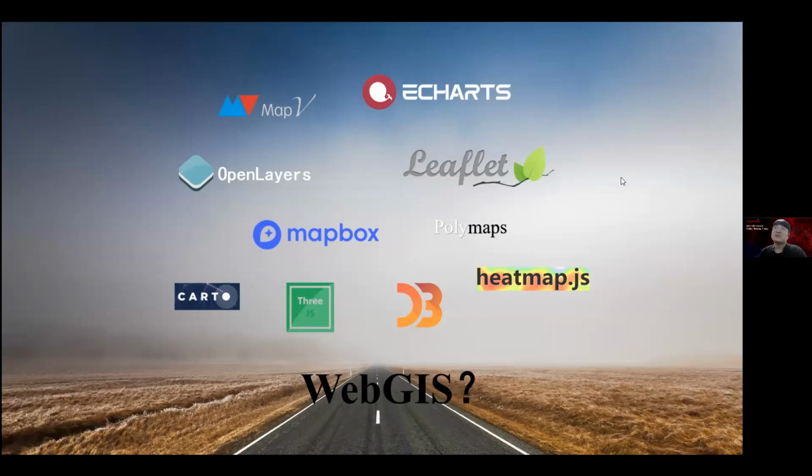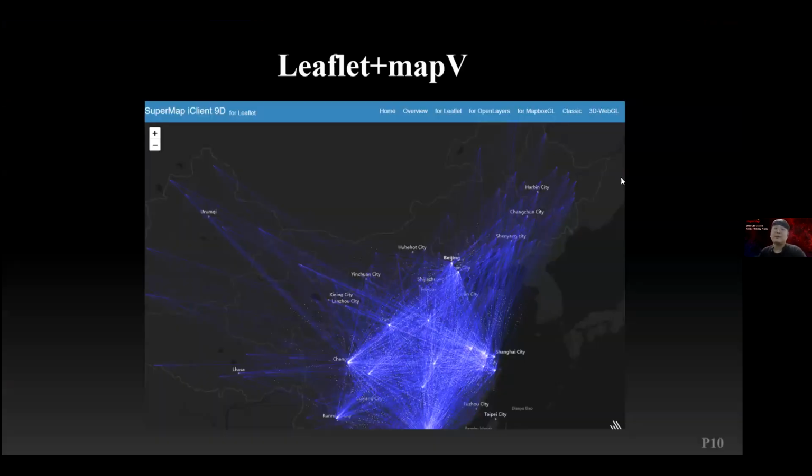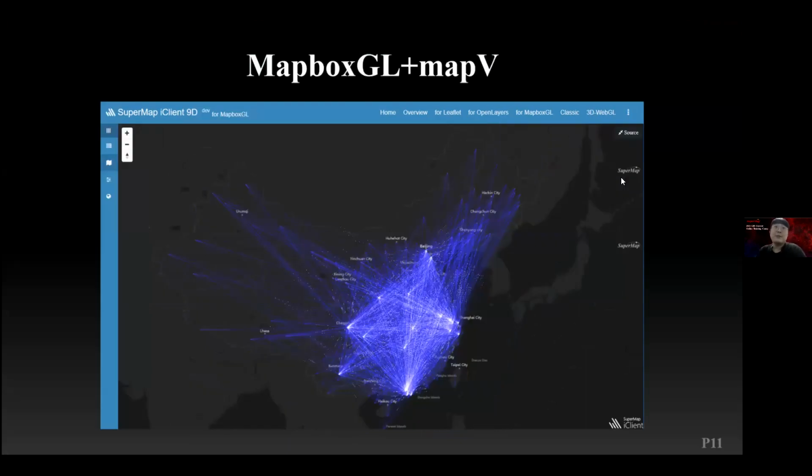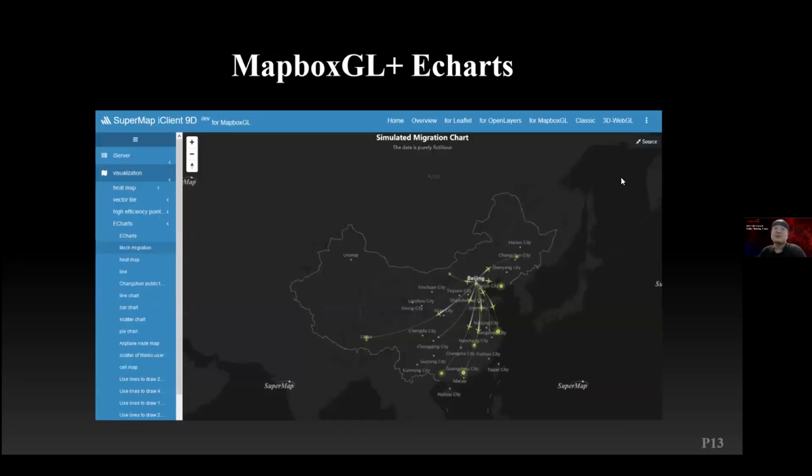But how to choose the map library, how to choose the visualization libraries? Here I give you some examples, because the visualization library is based on the map library. Then you can just refer to the sample code, and whichever visualization effect you need, you just need to choose that visualization base. Such as Leaflet plus MapV, and Mapbox GL plus MapV. They are the same. And Leaflet with eCharts, and Mapbox GL with eCharts. So before we start the development, we just need to choose which map library we want to use.